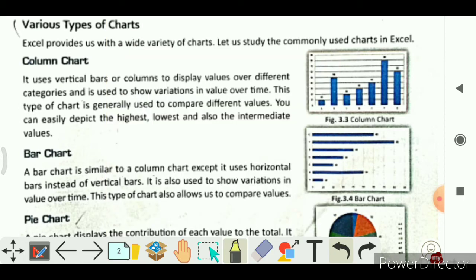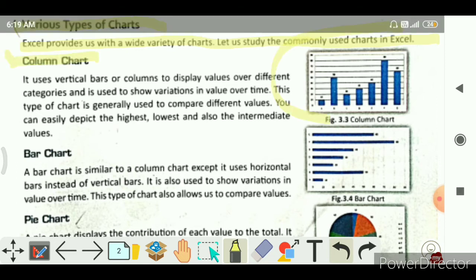Here are various types of charts. Excel provides us with a wide variety of charts. Let us study the commonly used charts in MS Excel, right? It means we have many options to create a chart. We can use any required chart from the given options, and what types of charts are available here we will study. So the first one is the column chart.